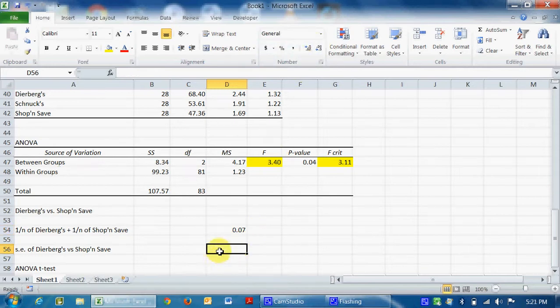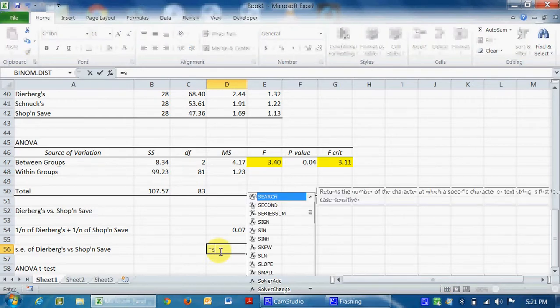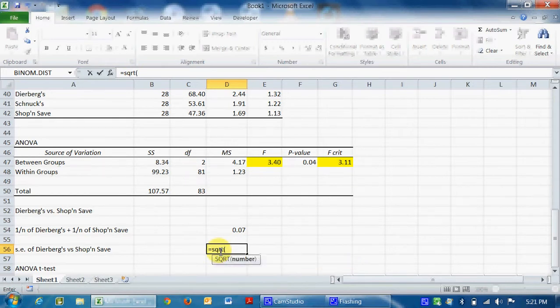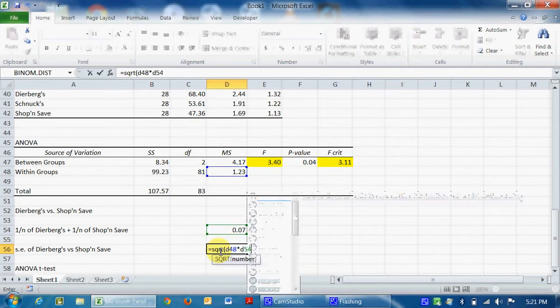Next, standard error of Dierberg's versus Shop and Save. So this is going to be equals square root, open parentheses, D48 times D54, close parentheses.